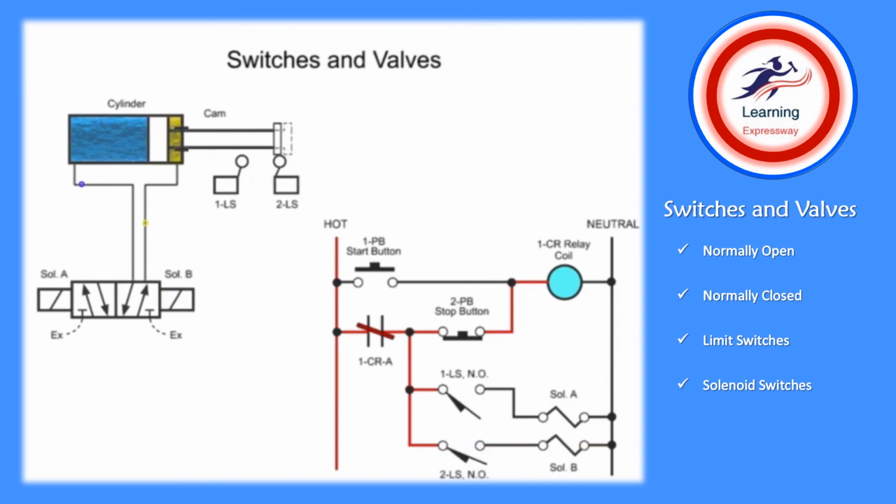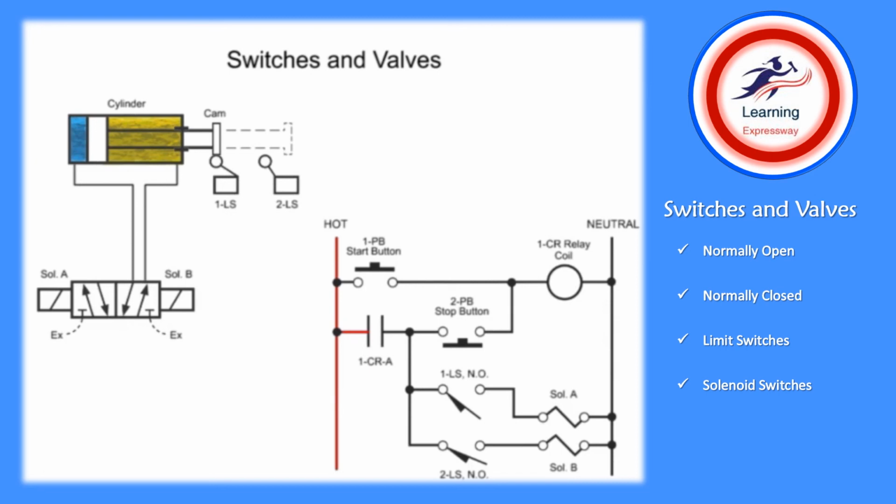When the stop button is pressed, the relay coil becomes de-energized and relay contacts 1CRA open, disconnecting the circuit. This removes current from the entire circuit and de-energizes both solenoids. With both solenoids de-energized, the hydraulic valve remains in its current position and the cylinder will continue to travel in its current direction until it reaches the end of its stroke.